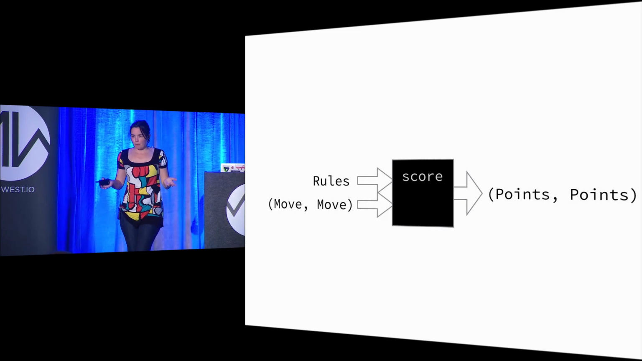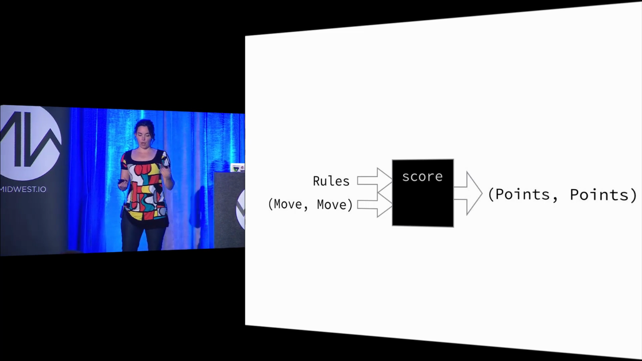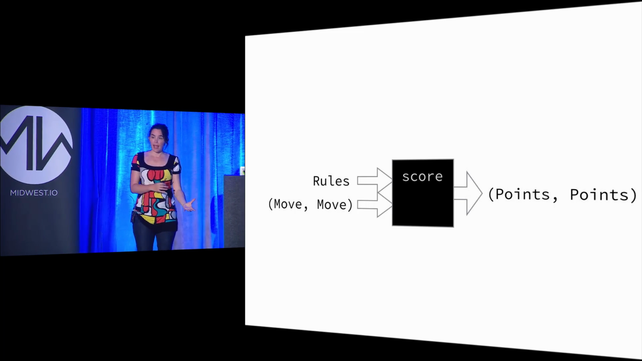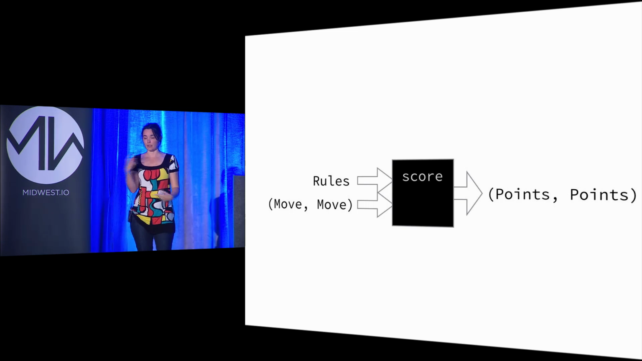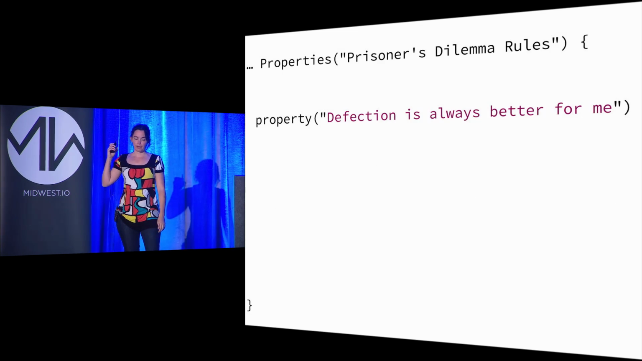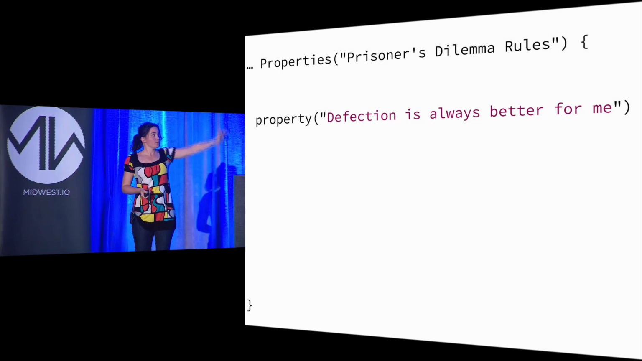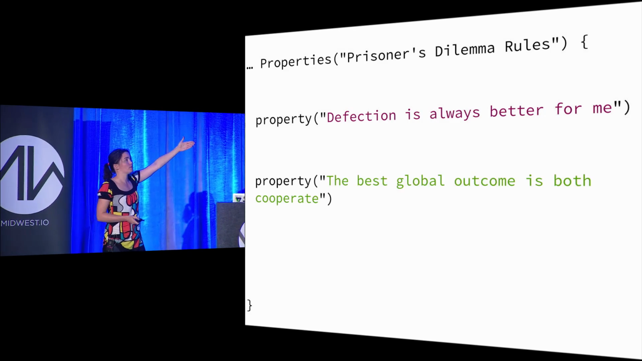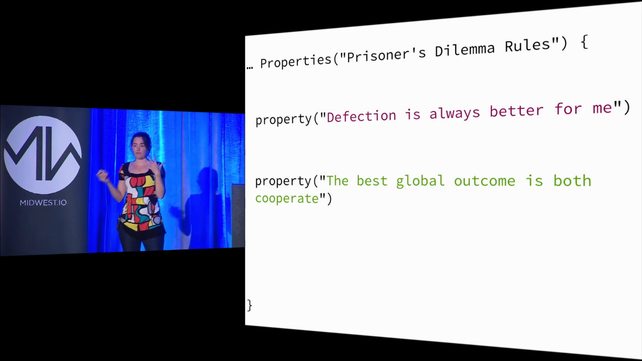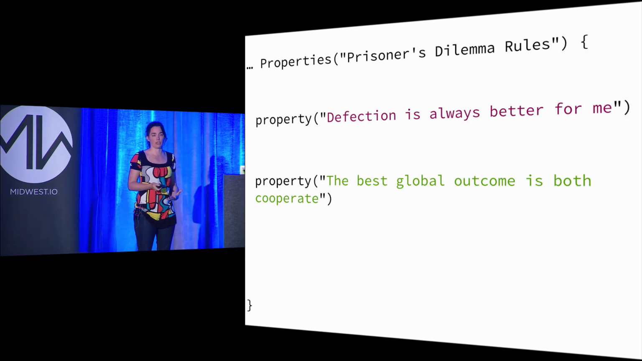I could make example-based tests for this, which would be, well, the rules have 5, 4, 3, 2, and so cooperate, cooperate gets 3, 3. And I would totally be duplicating the code, because that's exactly what the rules do inside. Instead, I can make a statement about the rules. Prisoner's dilemma means defection is always better for me, and the best global outcome is cooperate. That defines the business concept here.